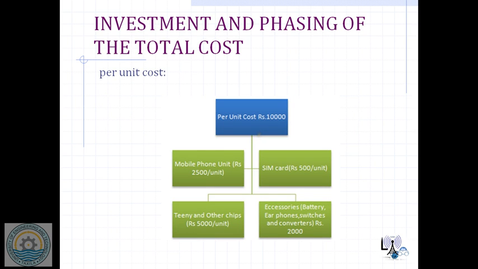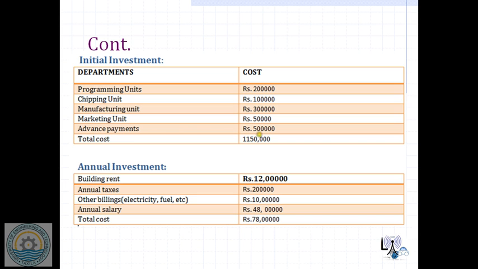Now coming to the investment and phasing of the total cost, first we will discuss the per unit cost. The units that will be included in our GSM locking module would be mobile phone unit, a SIM card, Teensy microcontroller, and other accessories that will include battery, earphones, switches, and converters. That will make a total of rupees 10,000.